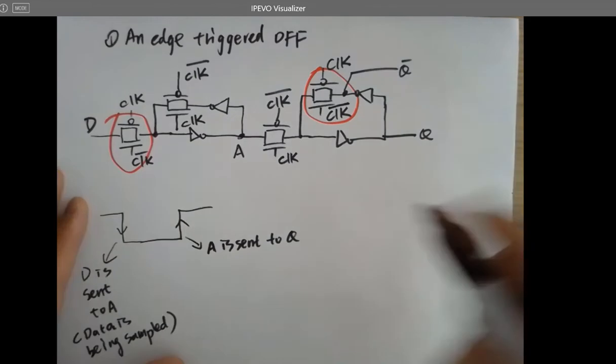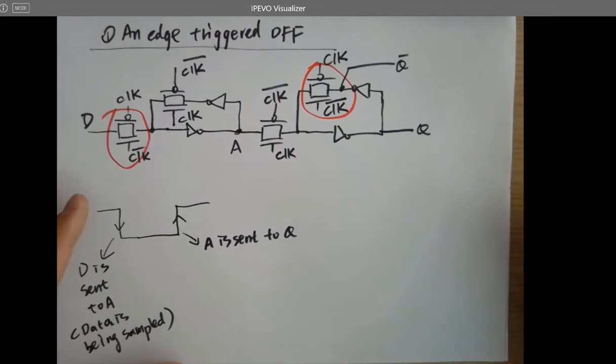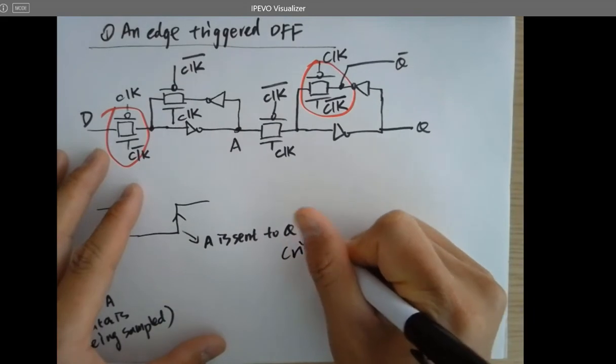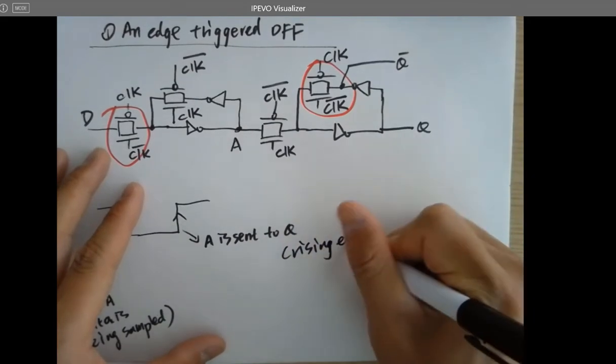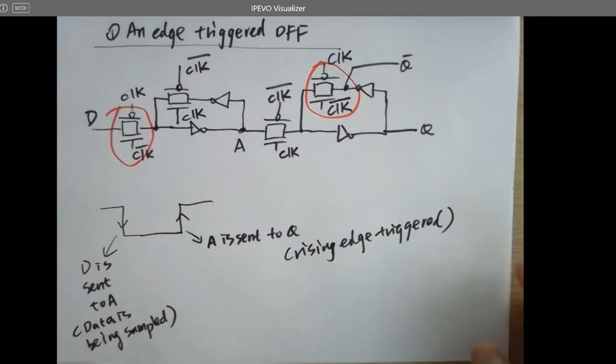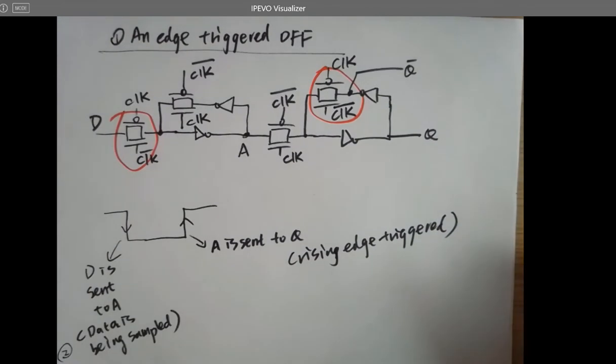So the question is, is this falling edge triggered or rising edge triggered? Rising edge. You just look at when the data is being updated, right? That's a rising edge. Any questions on this?